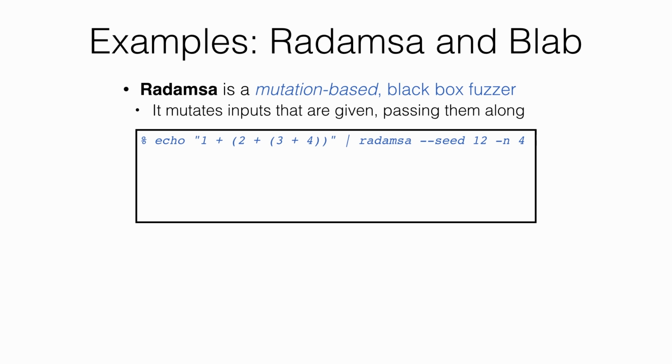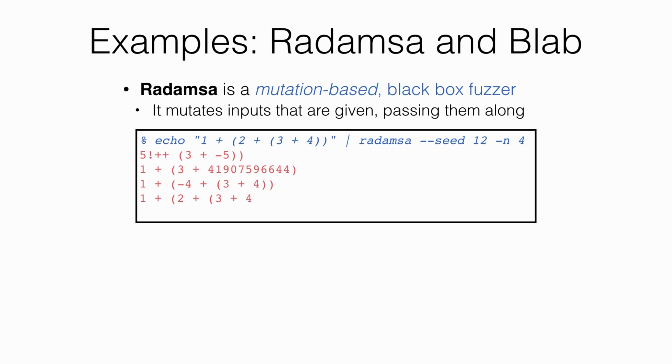We start by echoing a legal input, passing it to Radamsa. Radamsa's arguments include a random seed, as well as the number of random input mutations to generate. You can see here that the inputs that Radamsa produced are variations of the input it originally received.